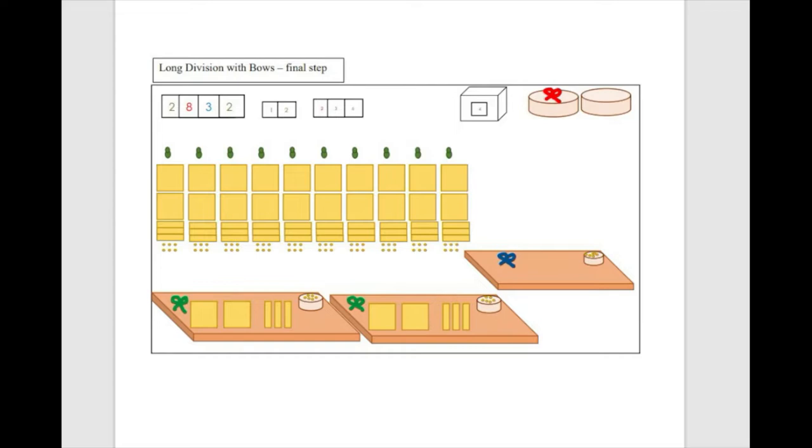So let me backtrack to the beginning of how we would present this. So if I have the number 2,832 and I want to divide it by 12 and I want to give that lesson to some of my students, I'm going to invite 3 students, and one of those students, I'm going to say, you know what? I need you to go find 9 friends. And they go around the room, they invite 9 friends.